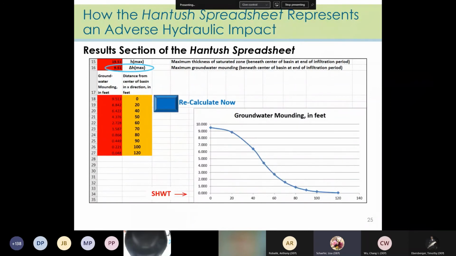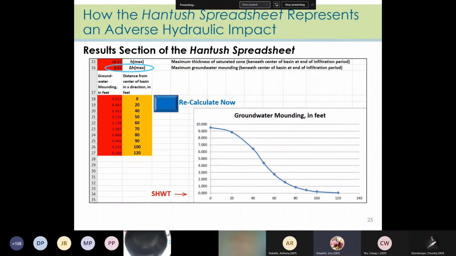If you click on the dark blue recalculate now button and the results show delta H max is larger than the distance from the seasonal high water table to the bottom of the BMP, you won't be able to tell just by looking at the graph. What has happened, all right, is that the temporary elevation in the groundwater table located at the center line of the basin and above the seasonal high water table is intersecting and exceeding the elevation of the bottom of the sand layer. So therefore, it's interfering with the infiltration capability.